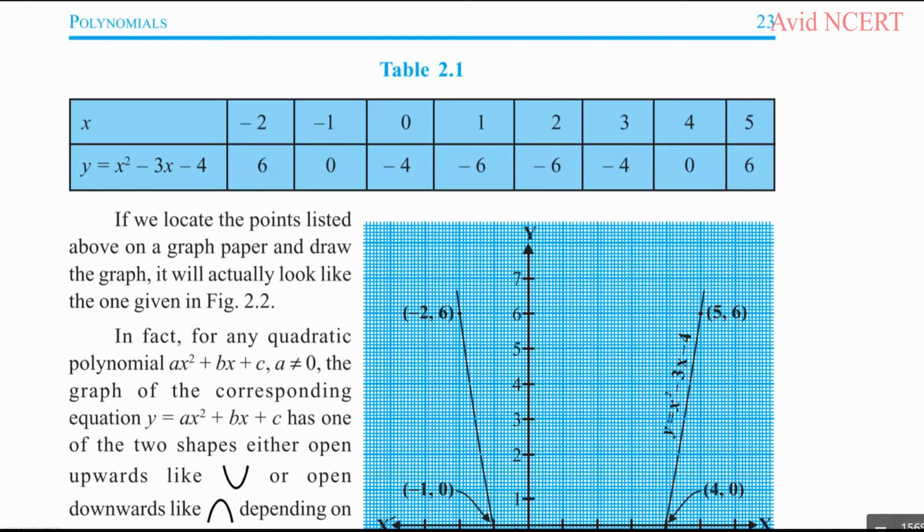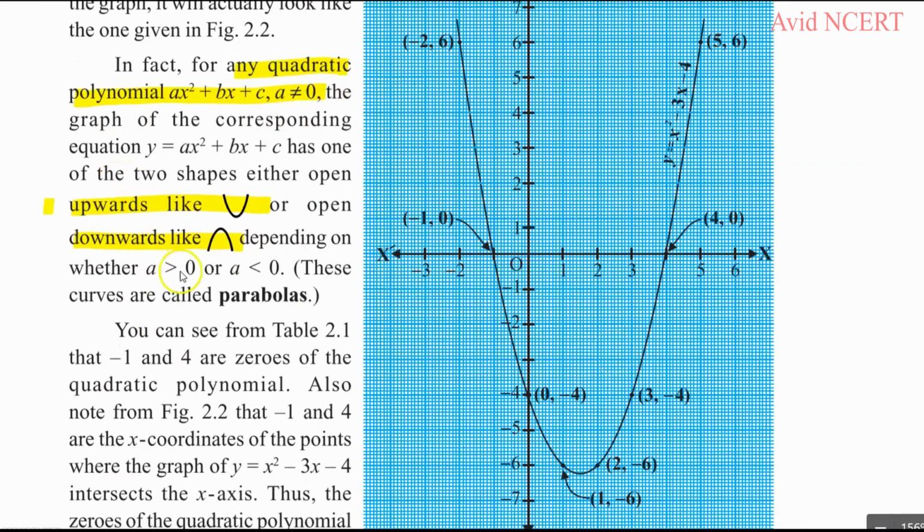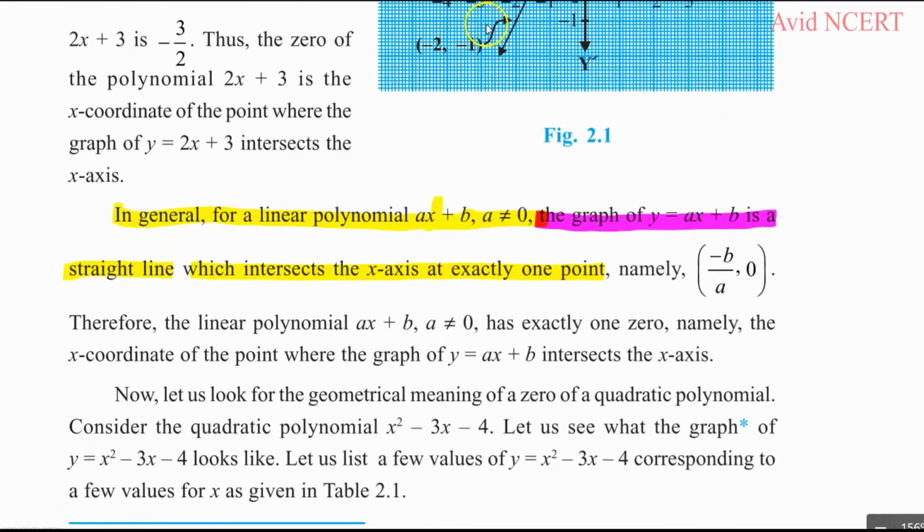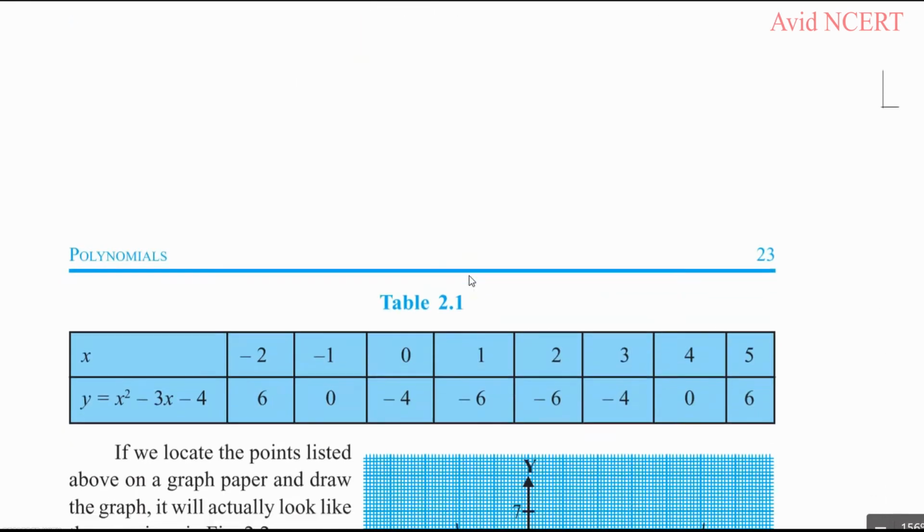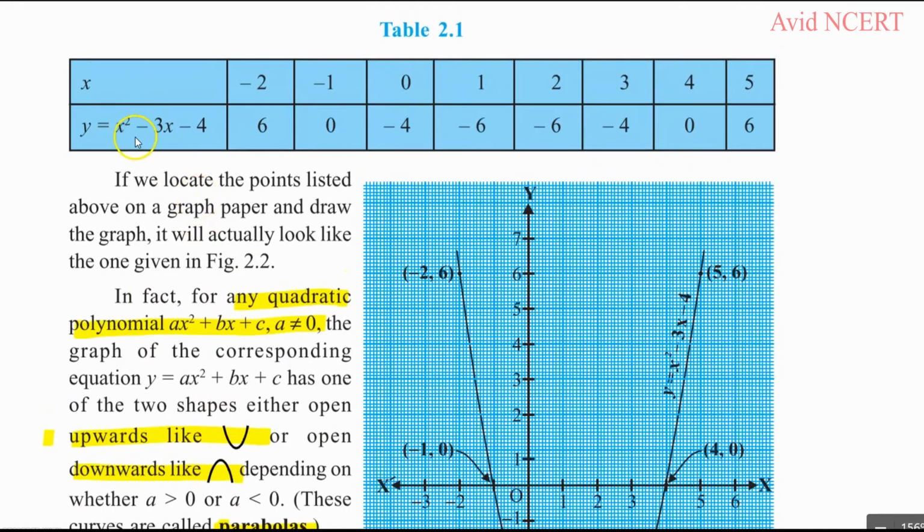Now let's consider the quadratic polynomial. So this is a quadratic polynomial ax square plus bx plus c. So the graph has one of the two shapes, either open upward like this or open downward like this, depending on whether a is greater than 0 or a is less than 0. These curves are called parabolas. So when it is a linear polynomial, then we get only a straight line and that intersects the x-axis at only one point. Whereas quadratic polynomial is nothing but x with the highest degree 2.